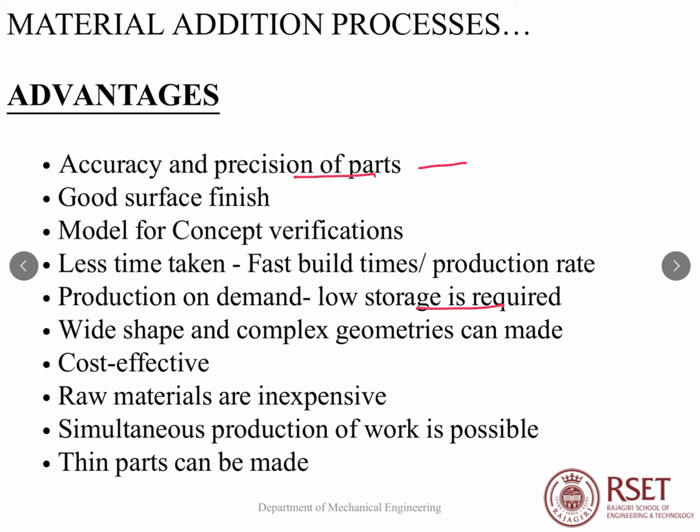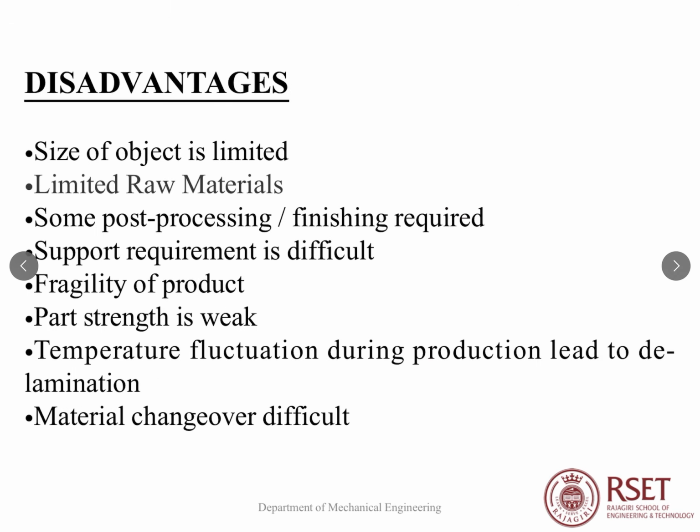A wide range of shapes and complex geometry can be made. Cost effective, raw materials are inexpensive. Simultaneous production of work is possible. Thin parts can be made. That is about the advantages of the additive manufacturing process.